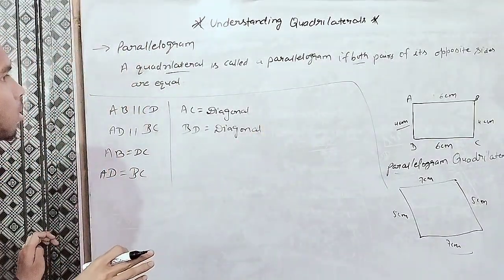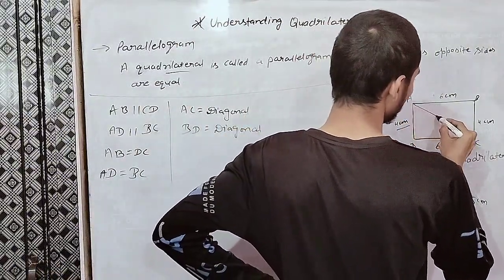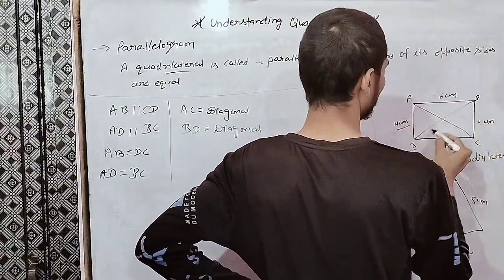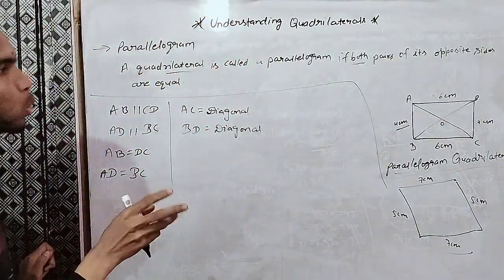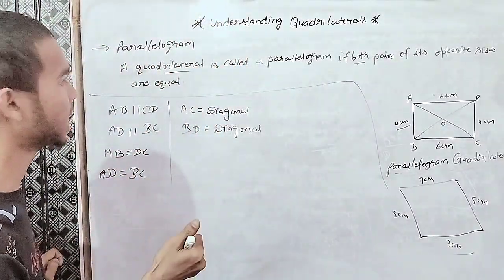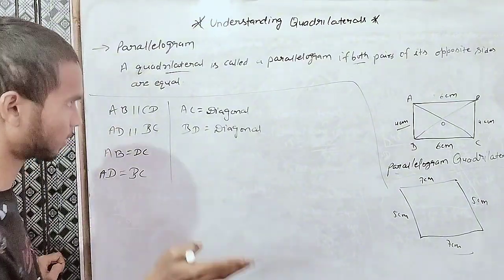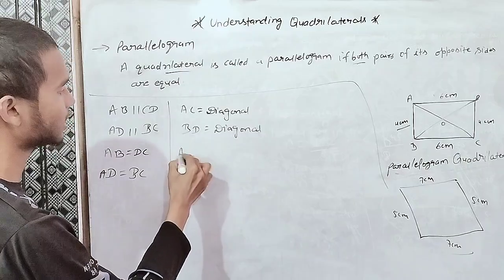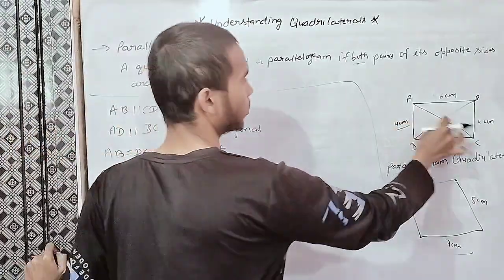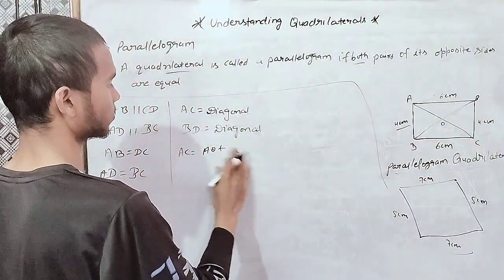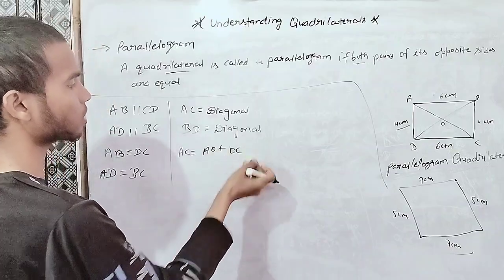Now let's create the diagonals. Here we are looking at the intersection of the two diagonals with each other. Am I right? Of course. So here we can realize they bisect. AC is AO plus OC. Am I right or not? So the value of AC will be equal to the value of AO plus OC.